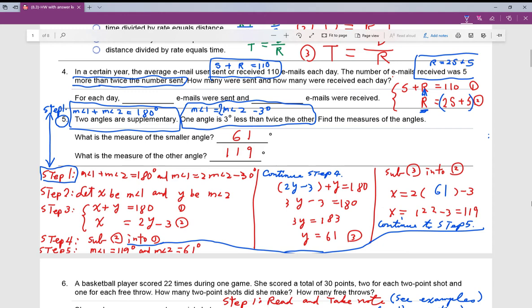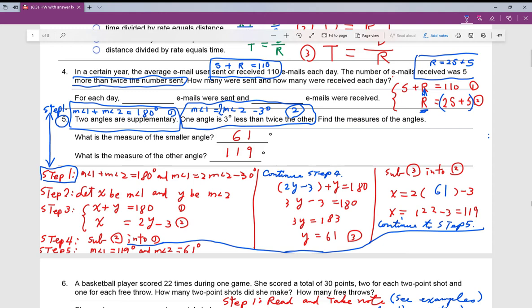And the number 5 is talking about if two angles are supplementary. What supplementary means? I think I mentioned that earlier. Two angles supplementary means two angles plus together equals to 180. So this becomes the equation 1. And the one angle is 3 less than twice the other angle. Remember, 3 less, you need to take away 3 after twice the angle. So that's equation 2. Now, step 1, you don't have x y yet.